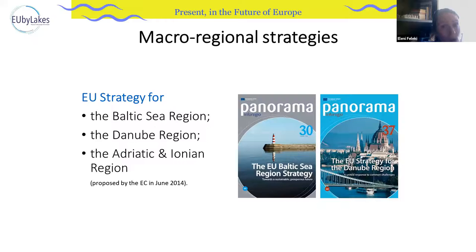The European Union also has in mind, while designing how to implement cohesion policy, different macro-regional strategies. What do we mean by the term macro region? There are different macro regions: the Baltic Sea region, the Danube region, and the Adriatic and Ionian region. These are more than one region for more than one country. They share specific challenges, so the European Union tries to give them the same push, let's say, in order to fight the common challenges in a coherent way.